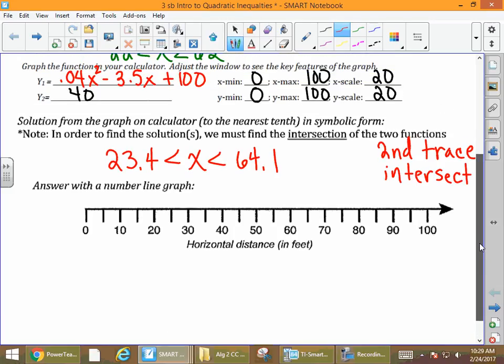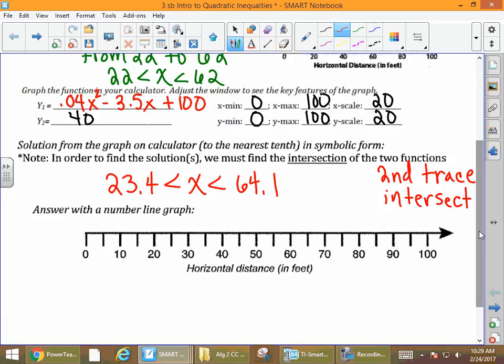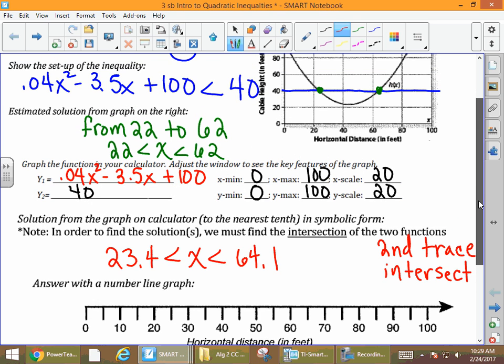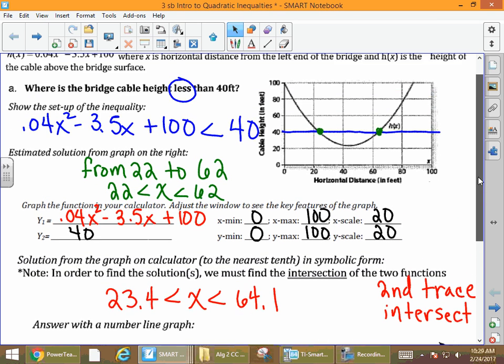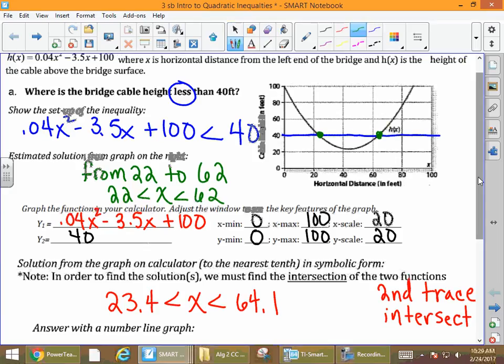Now, just a real quick note, let's look at what our estimates were. We picked between 22 and 62. Are we reasonable in our answer? Definitely. Now, as I go back and look at the picture here, because we do want to draw this number line, what we're looking at in this graph here, it says less than.